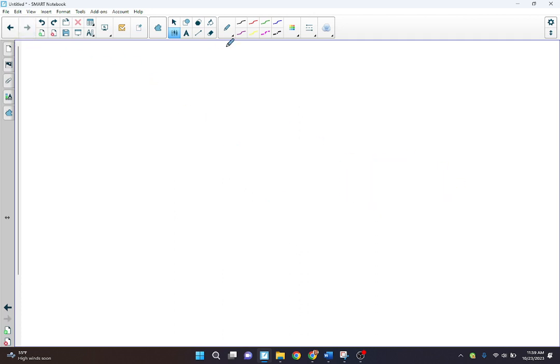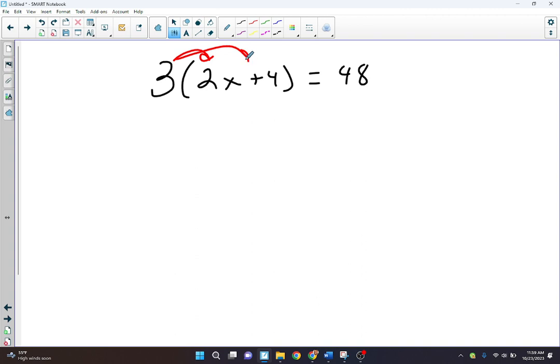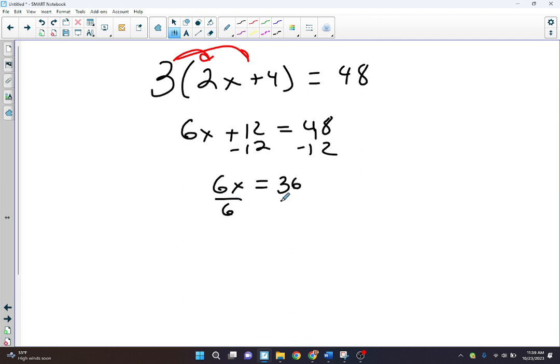Sometimes we have to not only combine like terms, we have to distribute. So 2x plus 4 equals 48. Distribute the 3. 6x plus 12 equals 48. Minus 12 on both sides. 6x equals 36, divided by 6 on both sides. x equals 6. Sometimes we have to distribute.